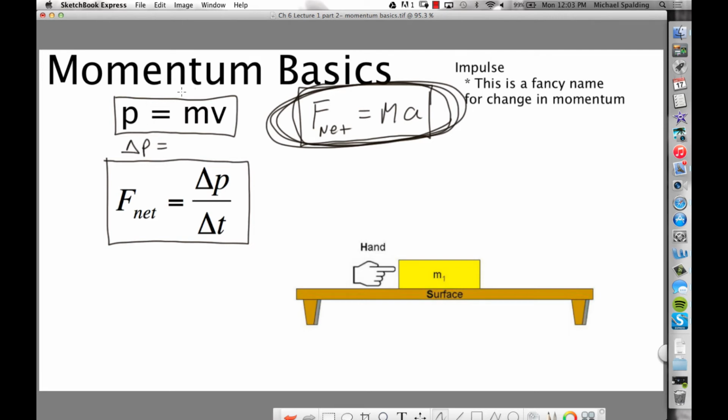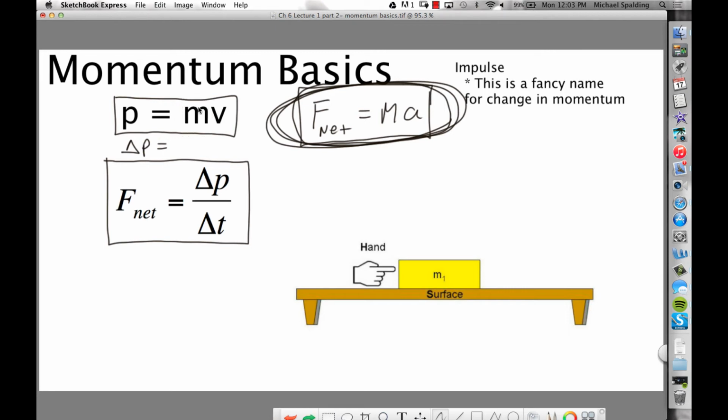Change in momentum, if we take the mass to be constant, which it will be. In this class, you're not going to have an object where stuff is falling off of it. A real world example would be a rocket being fired. What's going to happen to that rocket as it goes higher and higher? It's burning fuel and the mass changes. Not going to happen in this class. Every object that you are given is going to be a constant mass.